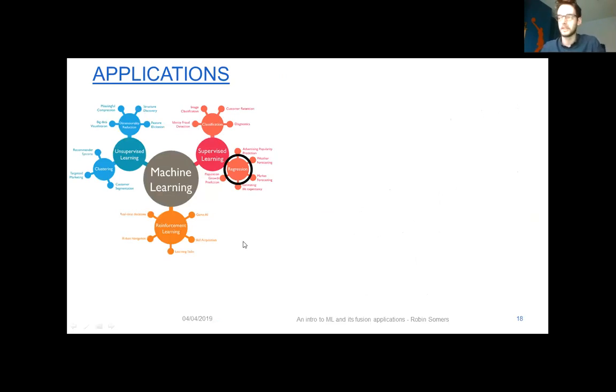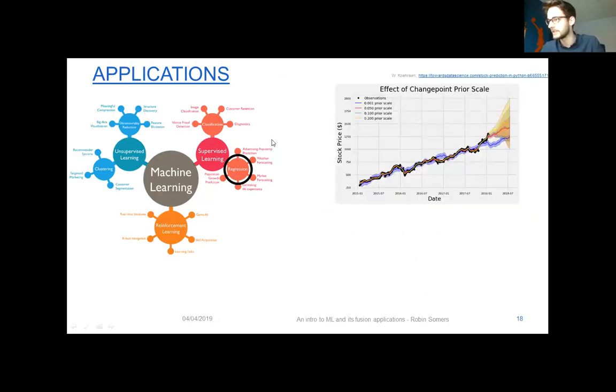And now we can go to regression. One example is to estimate the stock price. Of course, you can never really estimate the stock price because you never know what's going to happen, but you can try your best with machine learning, try to see what will be the next stock price, right?